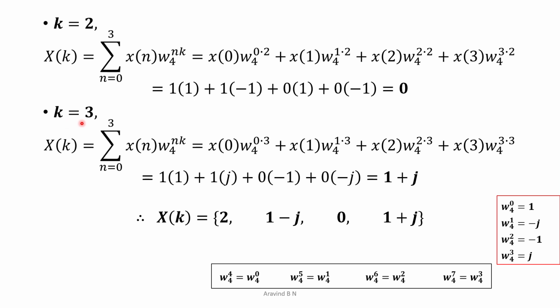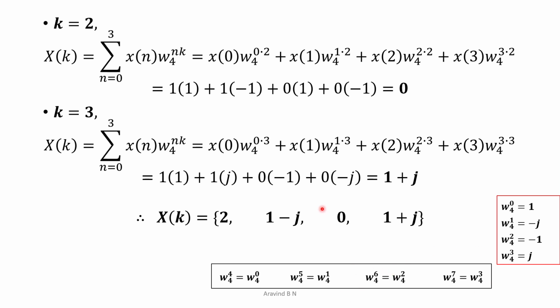Similarly, for k is equal to 3, we are going to get 1 plus j. Remember, here also you need to identify 3 into 2, omega 4 power 6, and here 3 into 3, omega 4 power 9. For 9 I have not represented it over here, so you need to make a continuation. After omega 4 power 6, it is 7, then 8 and 9. Then omega 4 power 9 will become equal to omega 4 to the power of 1.